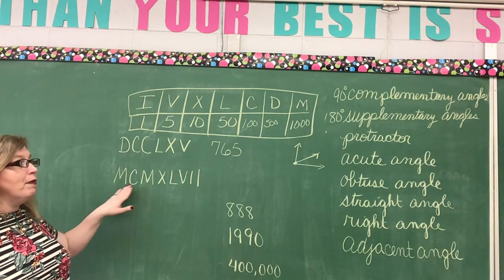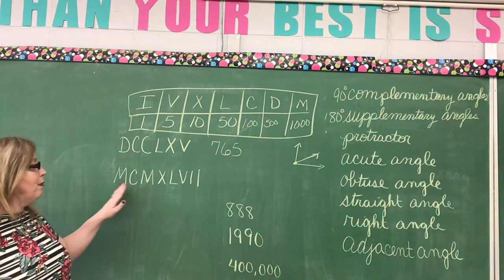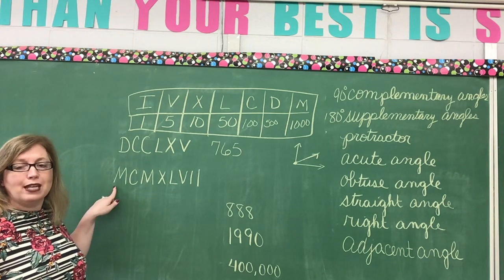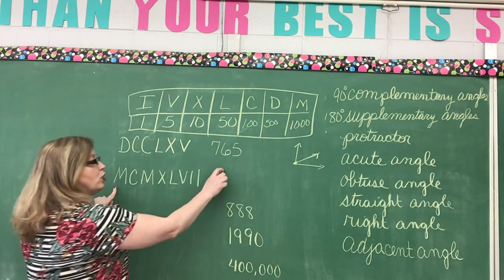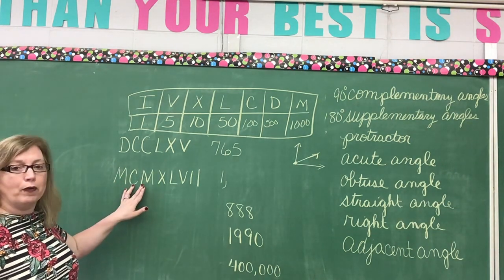Look at the next one. I have an M followed by a C, which means it's a smaller number, okay? But then I see that I have another M. What does that tell you? Well, it means that the first M is going to stand on its own. So it's going to be 1,000. Now, look at the small one and the one right after it.